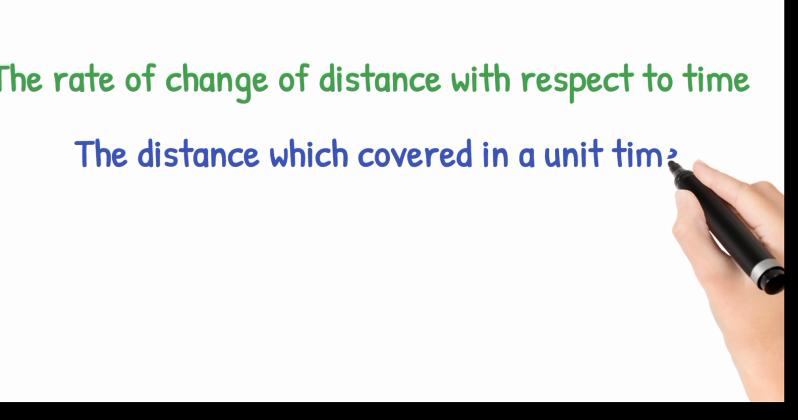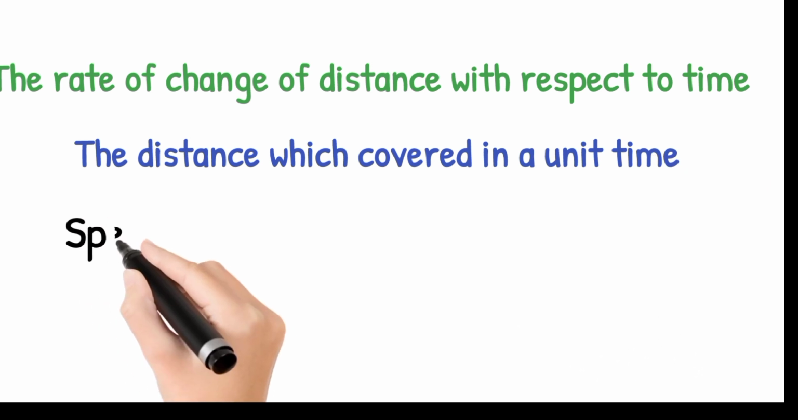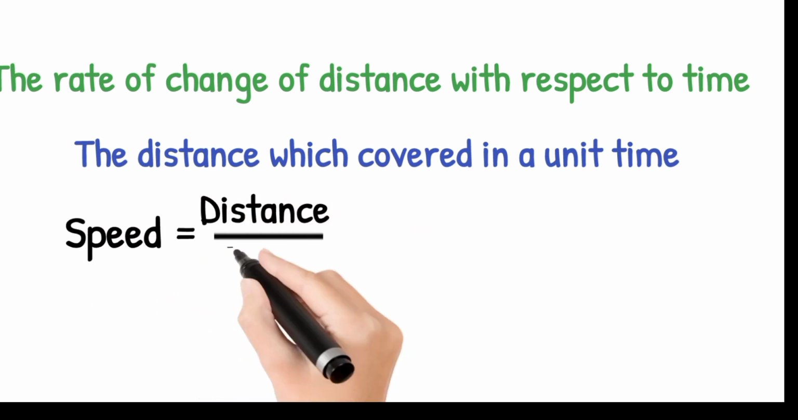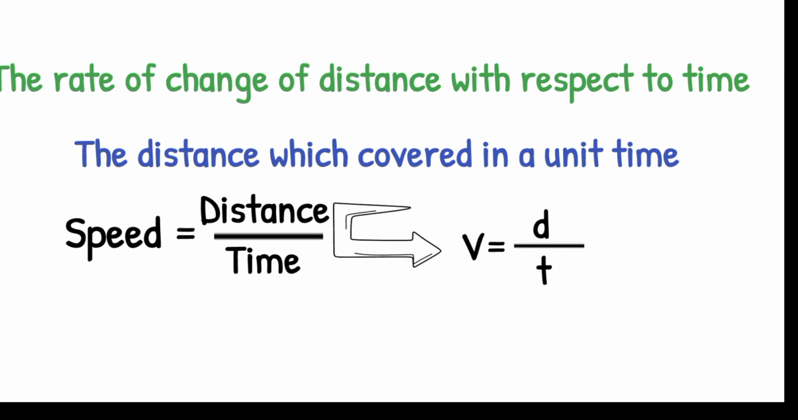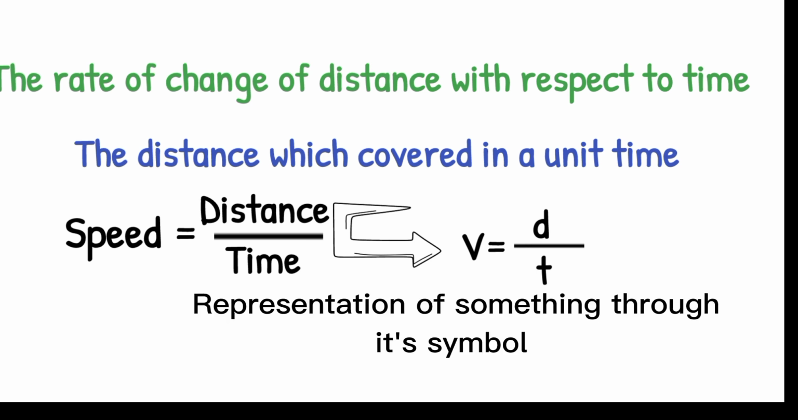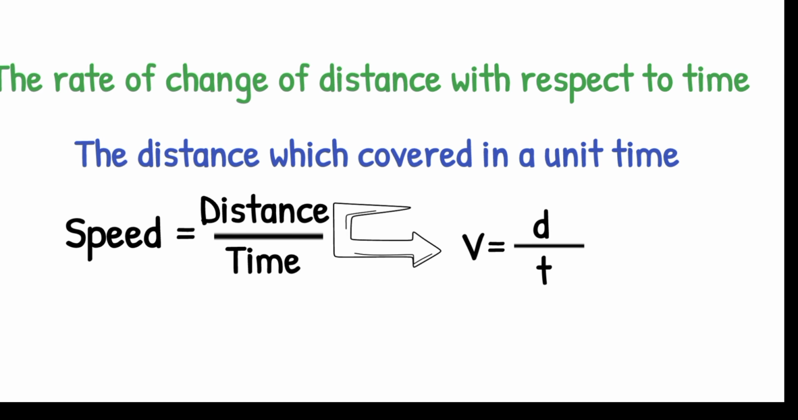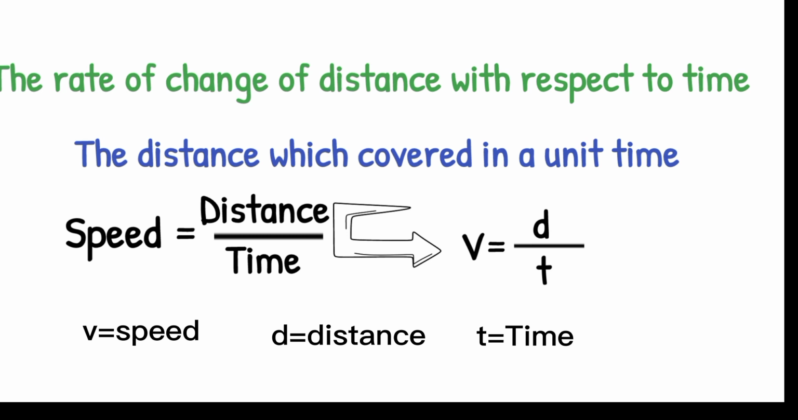Well, this definition tells us that the distance covered in a unit time is called speed, which we can write mathematically. Speed is equal to distance upon time, and its symbolical form is v is equal to small d upon small t. Symbolical form means when we show or write something through its symbol. And here the v symbol represents speed, small d represents distance, and small t represents time.